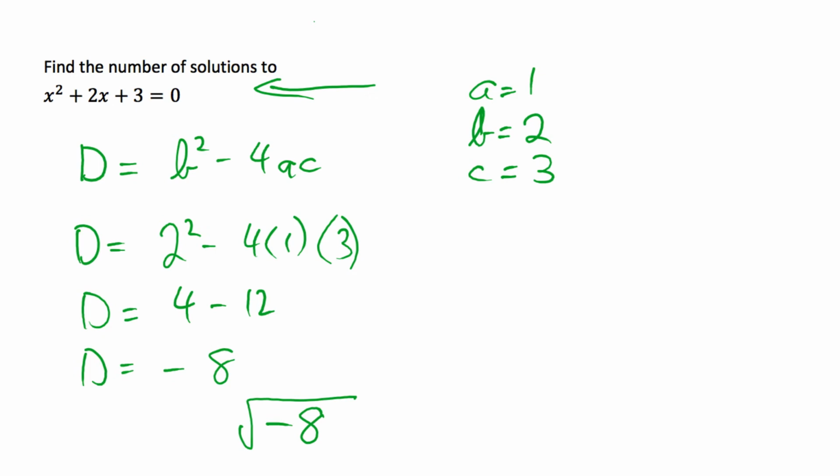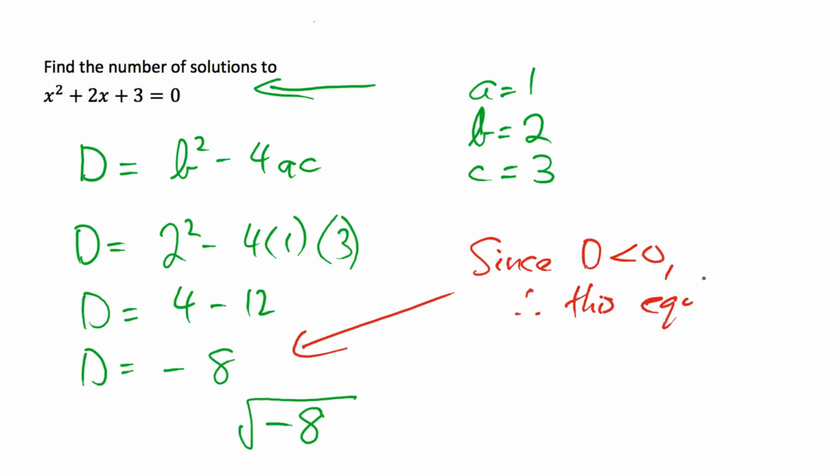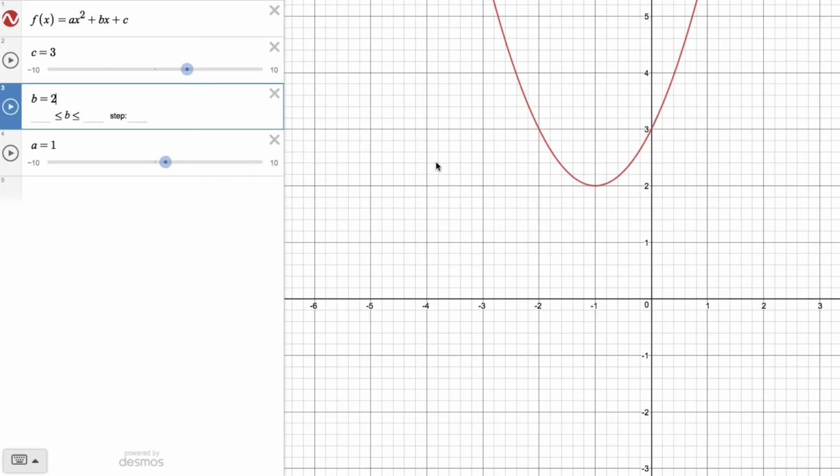Therefore, since our discriminant is negative, this equation has 0 real number solutions, is the way we often say that. No real number solutions. Let's just check this equation out on Desmos. Let's graph the corresponding function y equals that. There's my function, and I can see that I have no x-intercepts.